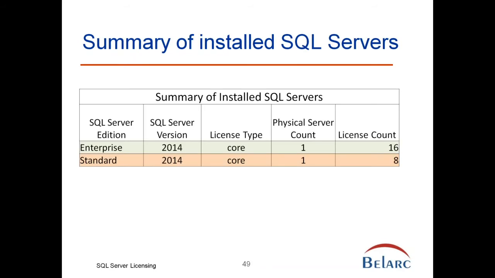And the last step in the process is to summarize by product, counting across the machines. So you see here, we're not looking at particular machines or cores. We're just looking at different products. And we've summed the license counts from the previous table. So the essential thing is it's a certain edition, a certain version, a certain license type, and then a license total for each product.